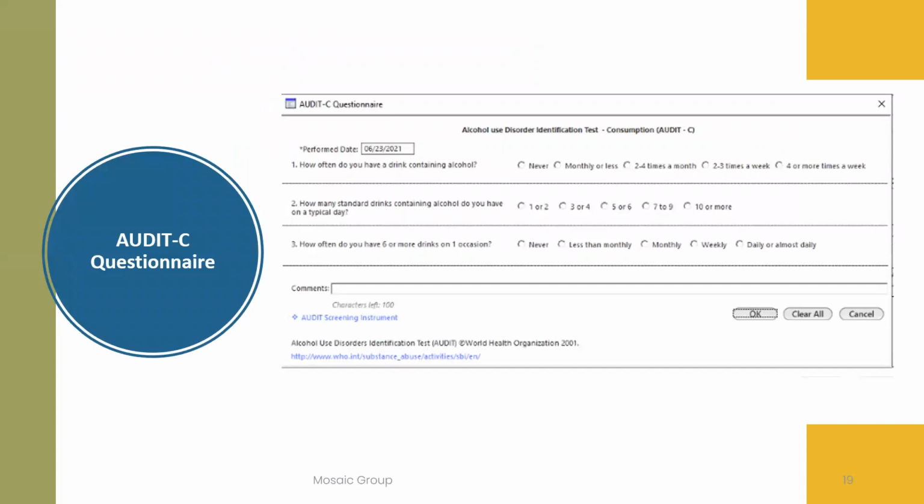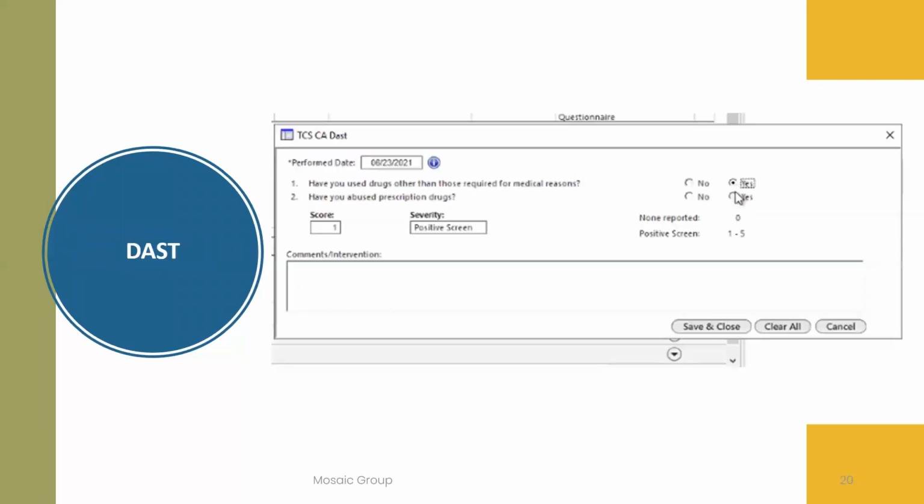This is a screenshot of the audit C. This is reflective of the questions we talked about earlier. I will say, though, that this question 2 does not reflect the updated language of "on a typical day when you are drinking." That language was recently updated and is available now in your system. So again, you will enter the patient's responses, and then you click OK. For the drug questions, you have the 2 drug questions, and you will answer either yes or no, and then hit save and close.